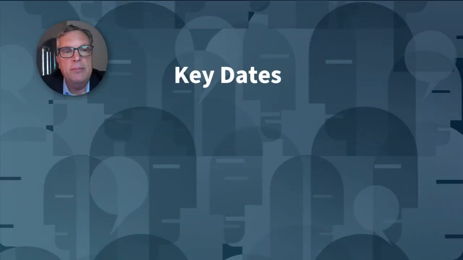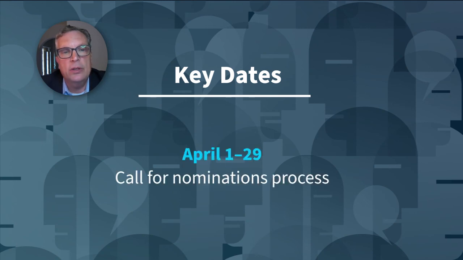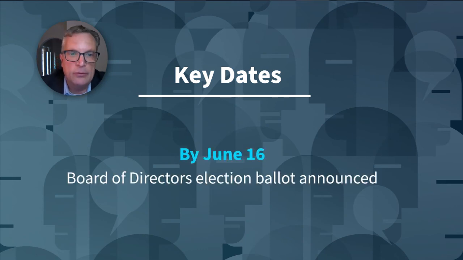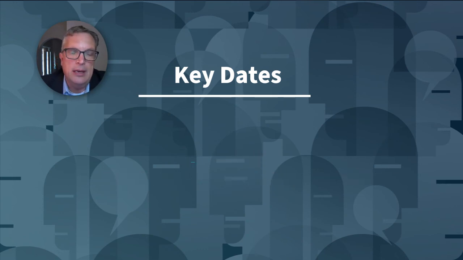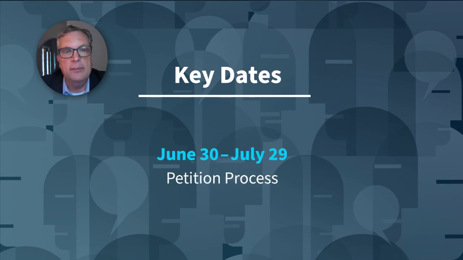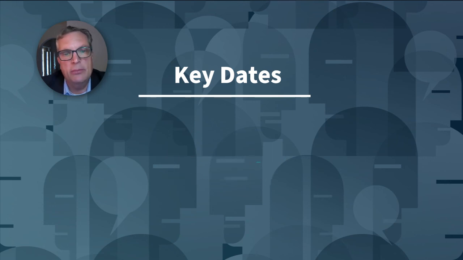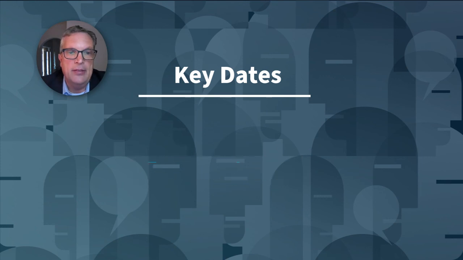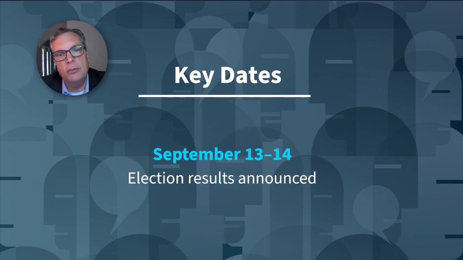As a reminder, keep in mind the 2022 dates for the election process. April 1st through the 29th is when the call for nominations will come out. Then the election ballot will be announced June 16th. And then the petition process for anybody that is interested in doing that is from June 30th through July 29th. Once that petition process is complete, the SOA election will be held from August 22nd to September 9th. And then, hopefully, the election results will be announced around September 13th to September 14th.